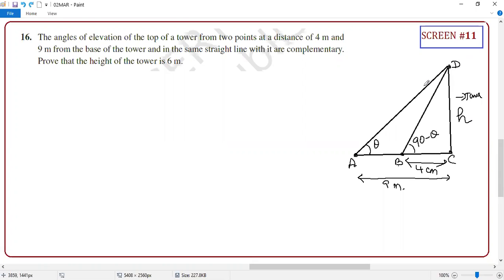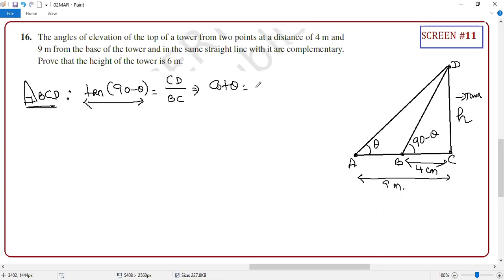Now take the first triangle. You can take anything because the separate height is given, separate distance is given. You can take this one. So triangle BCD. What is triangle BCD? Quickly. In triangle BCD, tan 90 minus theta, what is that? Opposite is what? CD. Adjacent is what? BC. So can I write anything? No. Guys, tan 90 minus theta is what? Cot theta. CD equal to what? H. And BC equal to what? 4. That's all. Keep it as equation number 1. Nothing. You do not do anything, student. Now coming to the second triangle.